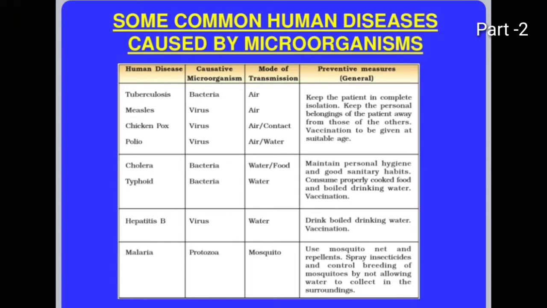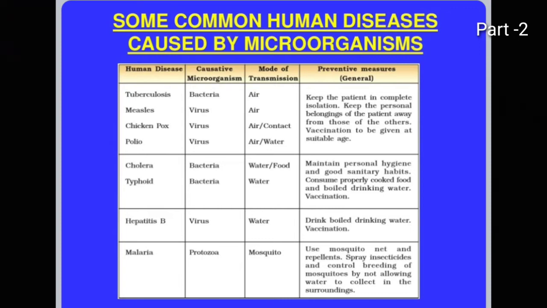And what are the preventive measures which you can adopt in order to keep yourself away from this disease? So you have to keep the patient in complete isolation. He will not be allowed to be in contact with a healthy person. Then keep the personal belongings of the patient away from those of the others. Then vaccination should be given at a suitable age, so that he will not get infected by that disease. So these are some of the measures which you can adopt.